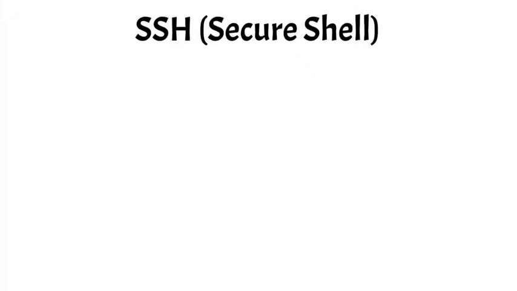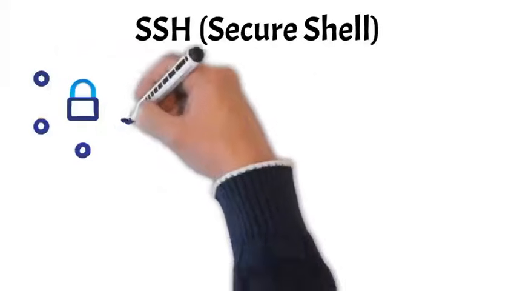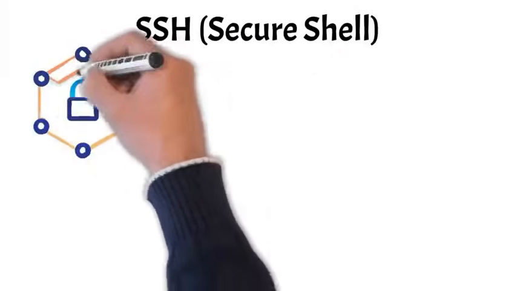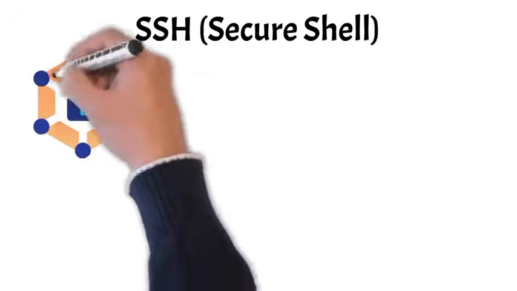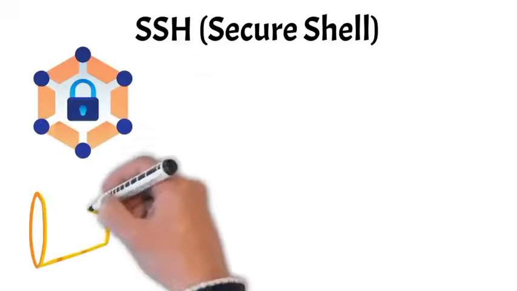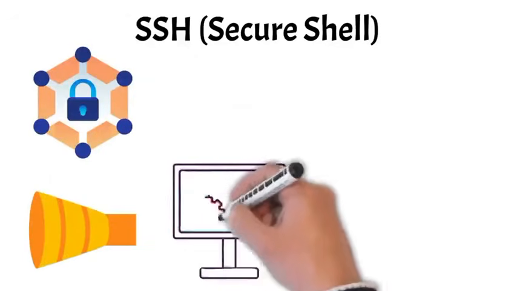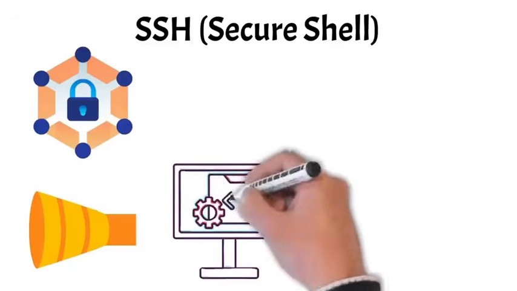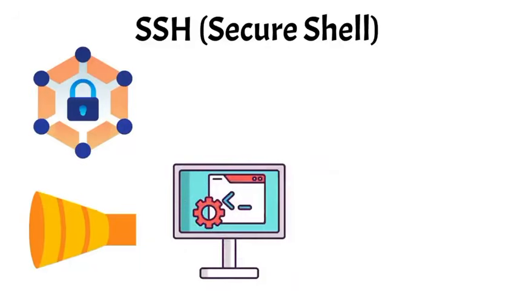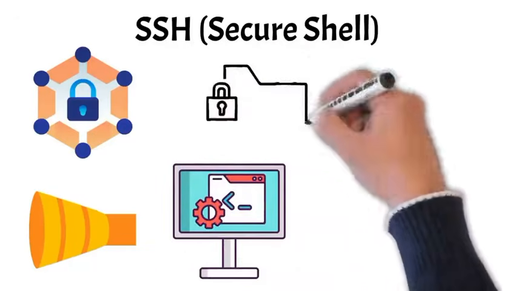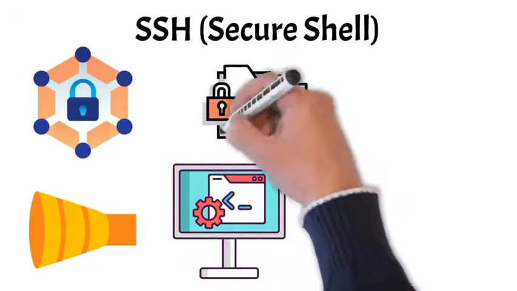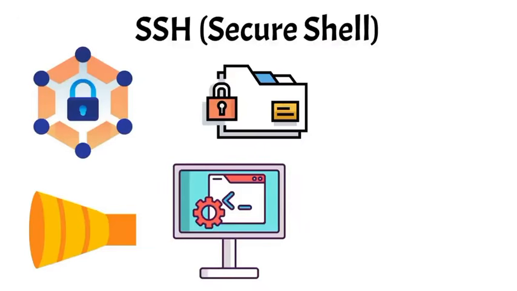SSH, or Secure Shell, is a network protocol used to securely access and manage remote servers and devices over an unsecured network. It provides a secure channel through which users can execute commands, transfer files, and perform administrative tasks on remote machines. SSH encrypts all data exchanged between the client and server, protecting it from eavesdropping and tampering.